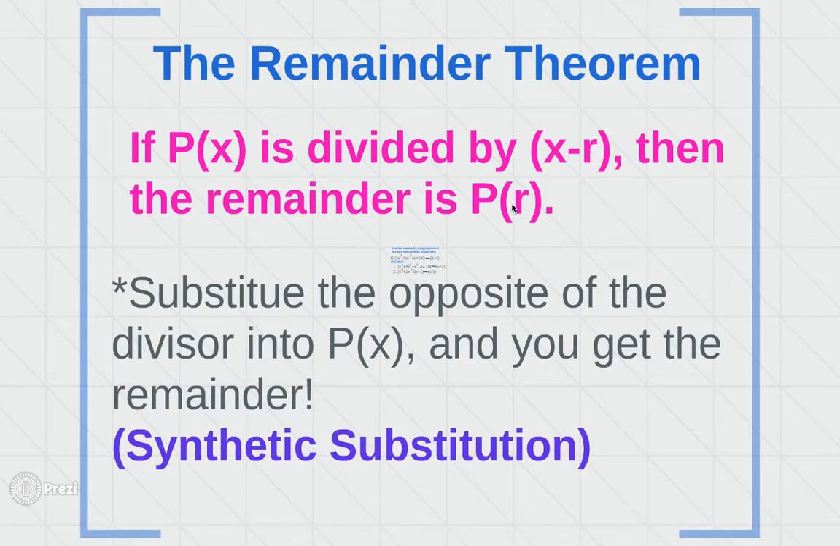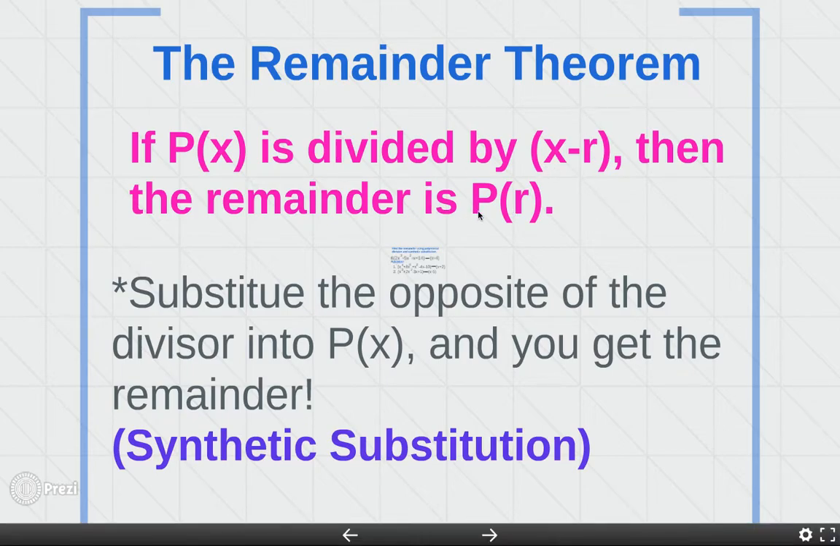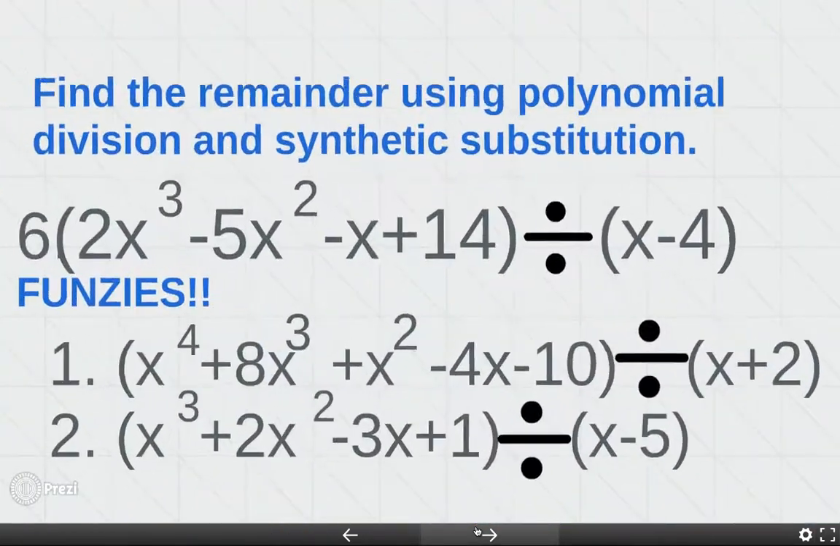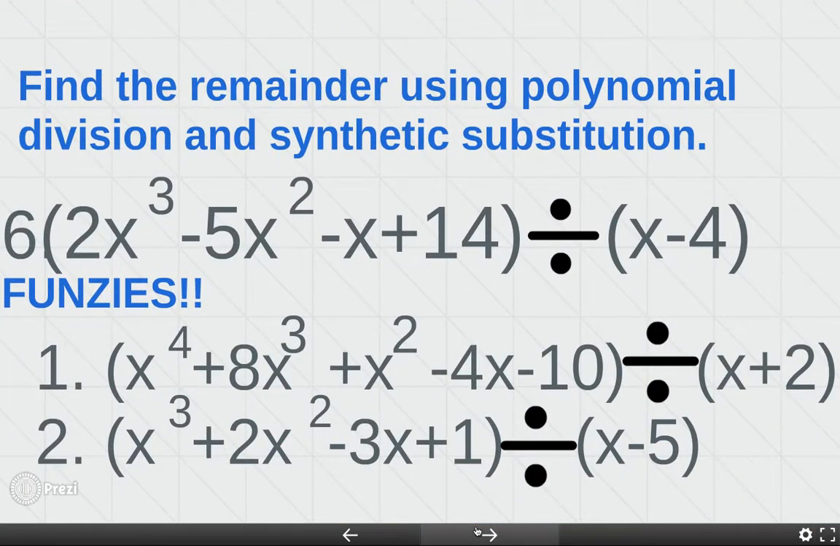Isn't that cool? There is more than one way to find the remainder. You can either do long division or synthetic and get the remainder, or you can substitute in the opposite value of the divisor into the dividend, and bam, you are going to get the remainder. If that didn't make sense, it's okay. I have some wonderful example problems to show you what I'm talking about.